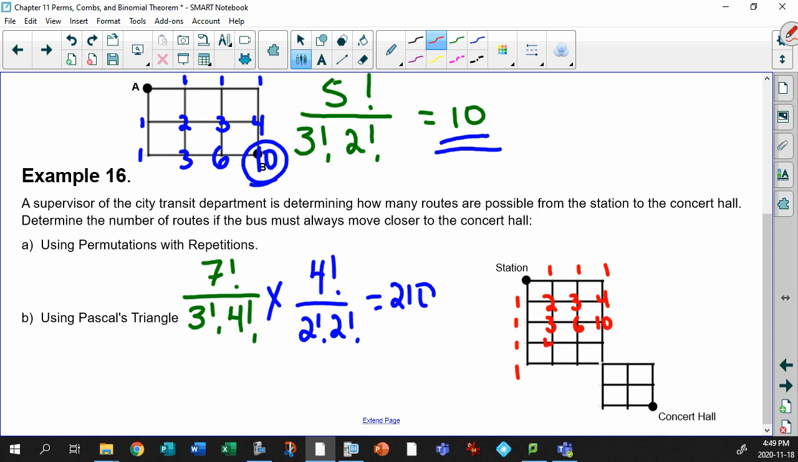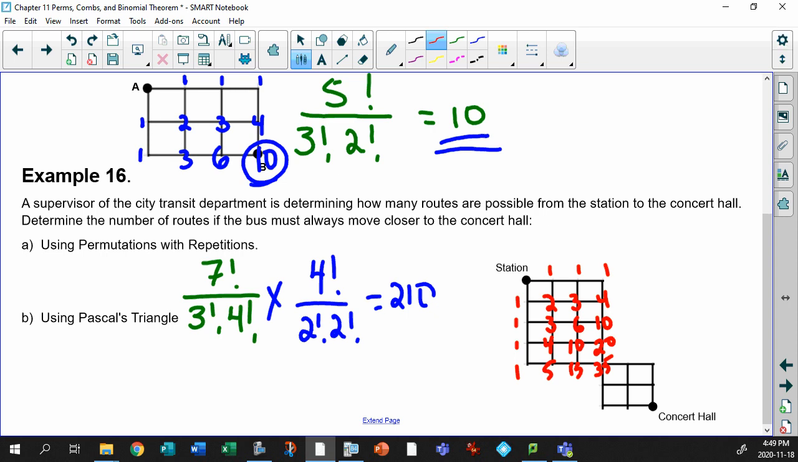1 and 3 gives you 4. 4 and 6 gives you 10. 10 and 10 gives you 20. 1 and 4 gives you 5. 5 and 10 gives you 15. 15 and 20 gives you 35. So to get to that point around the lake, there's 35 different ways of doing this.